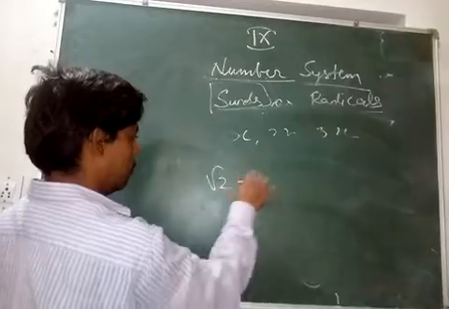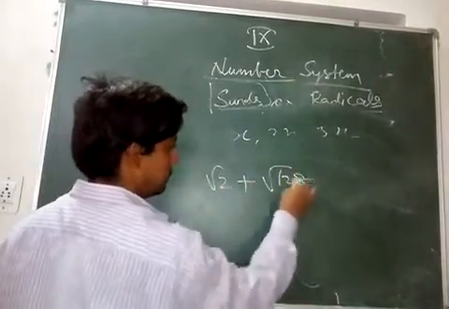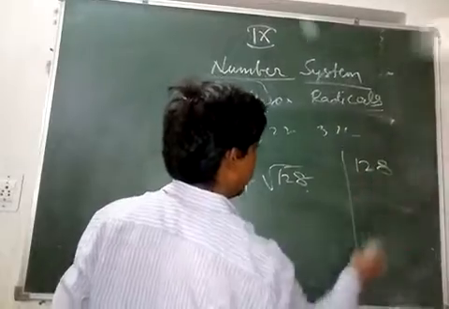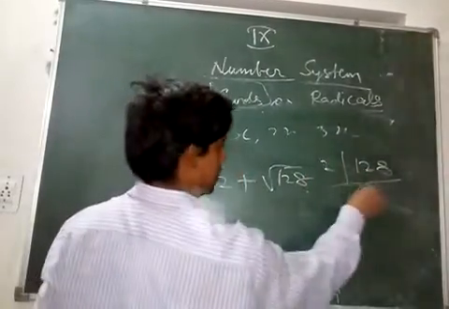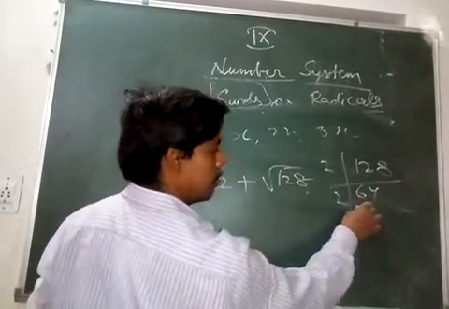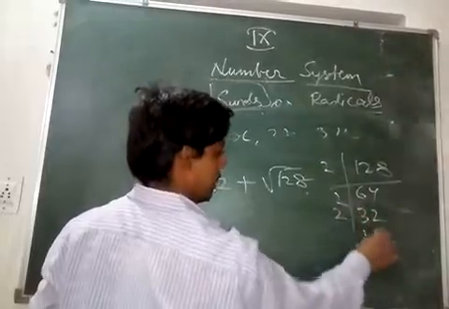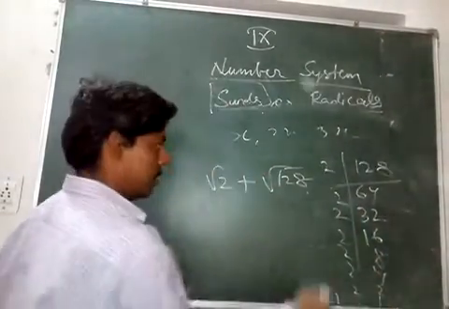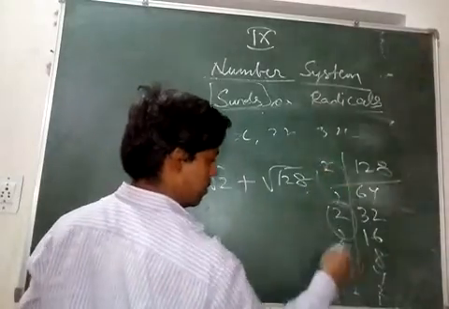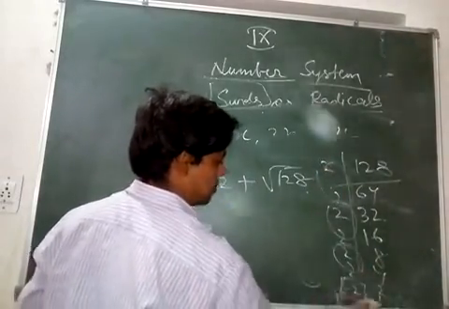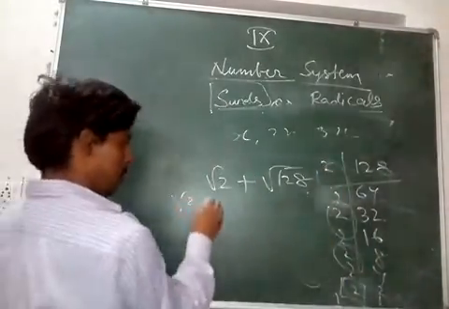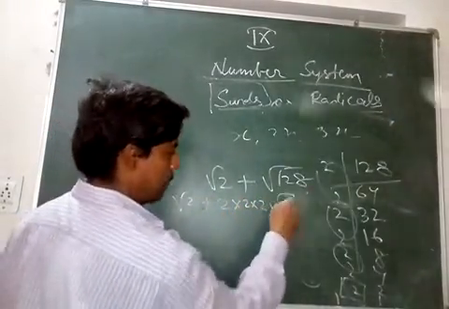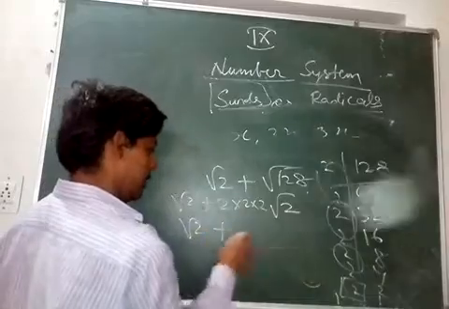Suppose somebody is asking you root 2 plus root 128. Again, you will have to check what are the prime factors of 128. So prime factors of 128 is 2, 64, 2, 32, 2, 16, 2, 8, 2, 4, 2, 2, 2, 1. So what are they? 1, 2 and 3. And this 2 will remain inside. So we can write root 2 plus 2 is come out, 2 is come out, 2 is come out 3 times, and root 2 remains inside. Root 2 plus 8 root 2.